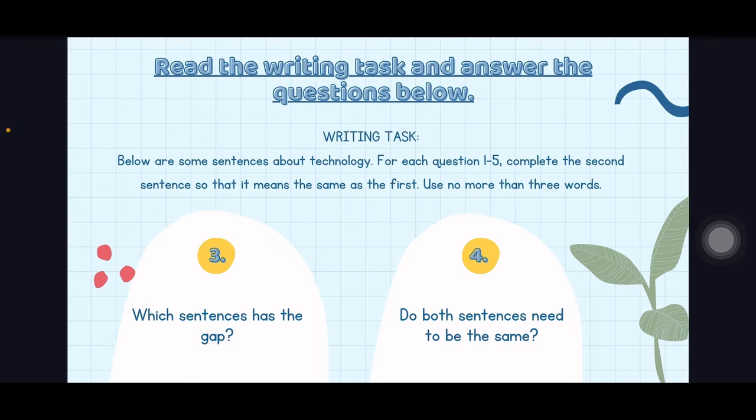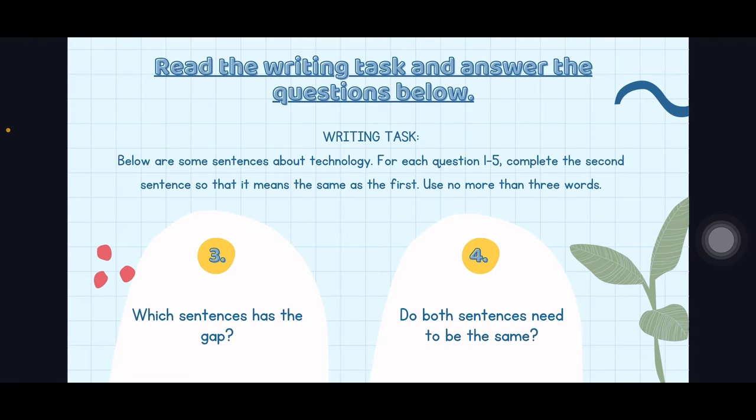For question number 3, which sentence has the gap? The answer is the second sentence. As it mentioned, complete the second sentence so that it means the same as the first. So the second sentence is the one that has the gap.